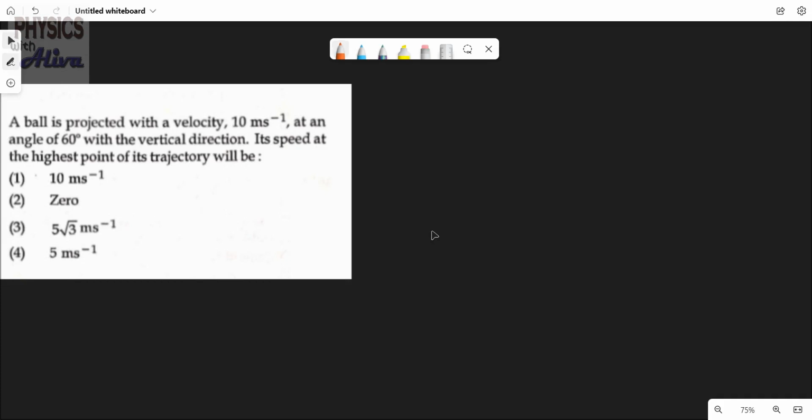Today we will discuss another problem from NEET 2022. At first, read the problem. A ball is projected with a velocity 10 meter per second at an angle of 60 degree with the vertical direction. Its speed at the highest point of its trajectory will be.